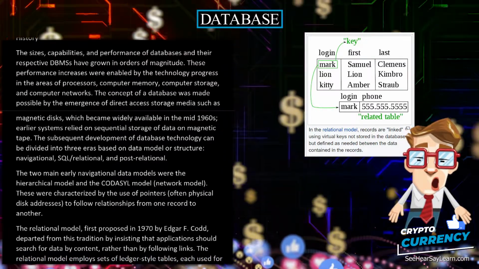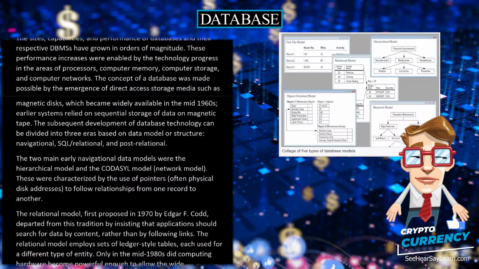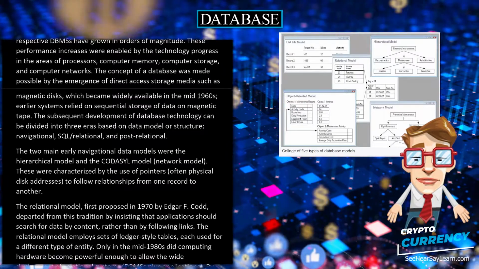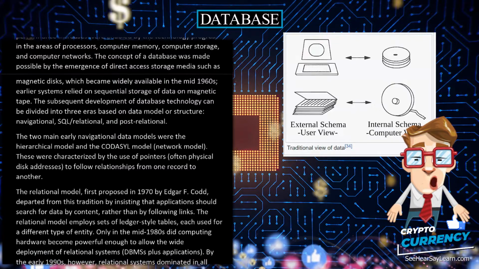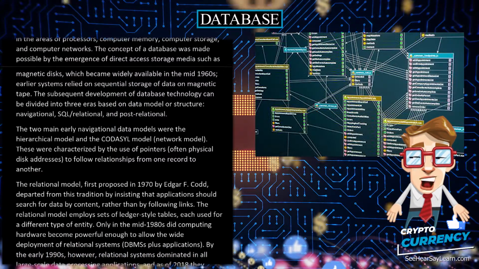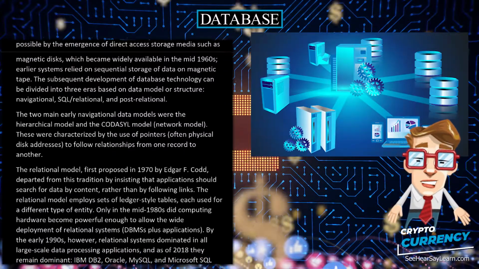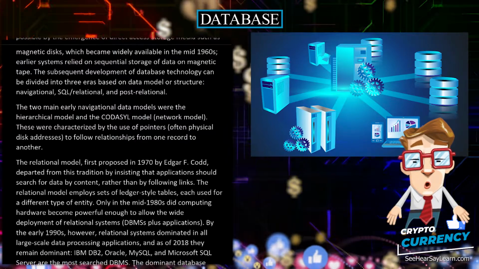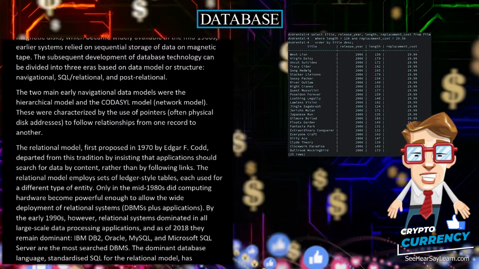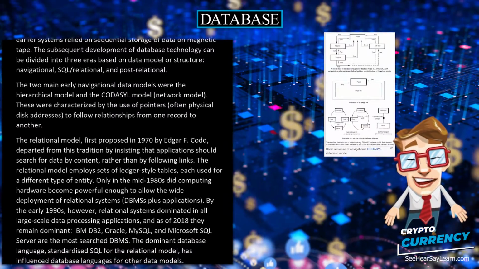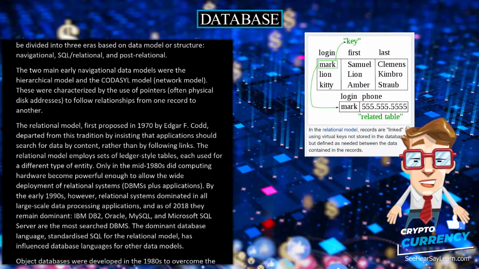The subsequent development of database technology can be divided into three eras based on data model or structure: navigational, SQL/relational, and post-relational. The two main early navigational data models were the hierarchical model and the CODASYL model, or network model. These were characterized by the use of pointers, often physical disk addresses, to follow relationships from one record to another. The relational model, first proposed in 1970 by Edgar F. Codd, departed from this tradition by insisting that applications should search for data by content, rather than by following links.